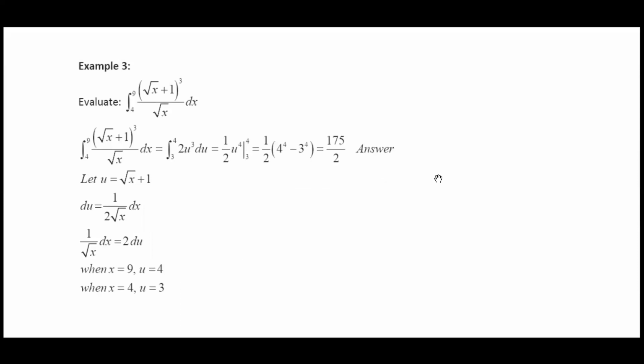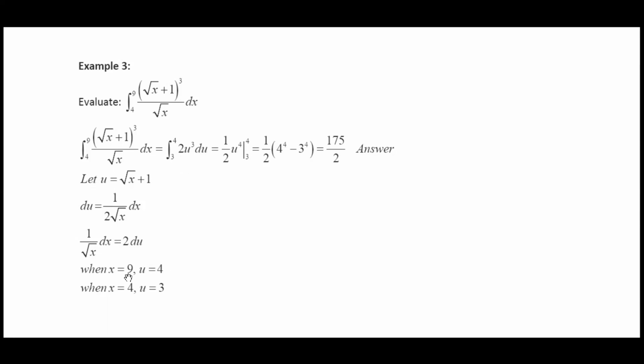Example 3. Our quantity is the square root of x plus 1, so we're going to let u be the square root of x plus 1. So we let u be this, what's left over, dx over the square root of x. Well, let's take the derivative of this. Now this, remember, is x to the 1/2 power. When we take the derivative, we get 1/2 x to the negative 1/2, or 1 over 2 square roots of x dx. We want dx over the square root of x, so that's going to be a 2 du. So this thing becomes the integral of 2u cubed du.